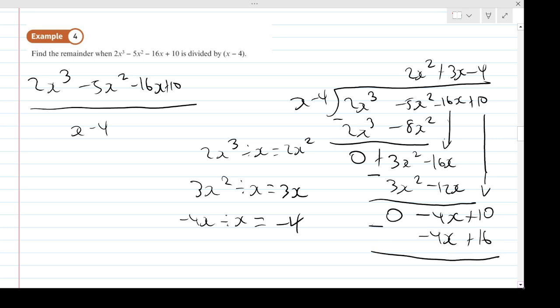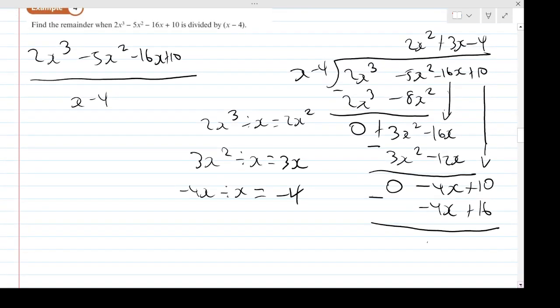And so we get minus 4x minus 4x will then be 0x. And then 10 take away 16 will be minus 6. And there's nothing more to bring down, so that's it. So our remainder will be minus 6, because 0x is just 0. So minus 6 is now our remainder, and the quotient is 2x squared plus 3x minus 4.